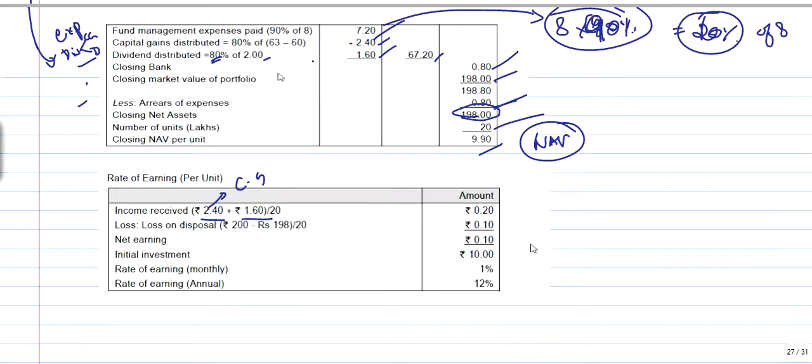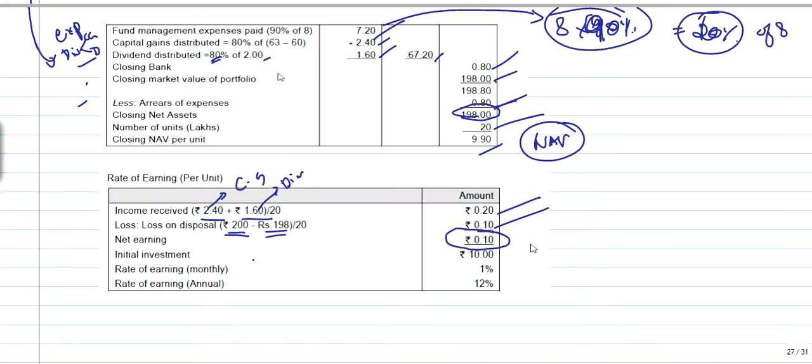1.60 is the distributed dividend, for all people, not for him only, 20 lakh units. So divided by 20 lakh units, we will get 0.20 per unit. There is a loss on disposal: 200 lakhs at opening and 198 market portfolio at the end, divided by 20 lakhs, you will get 0.10 loss. So net earnings is 0.10.